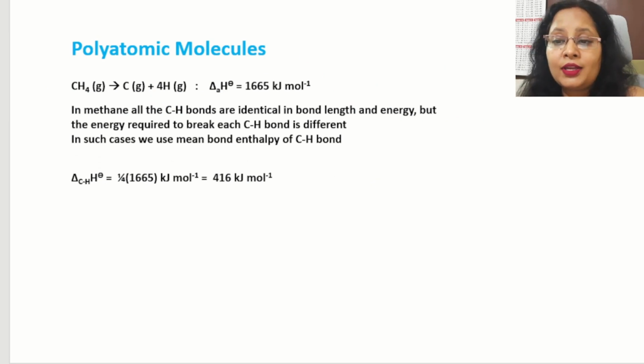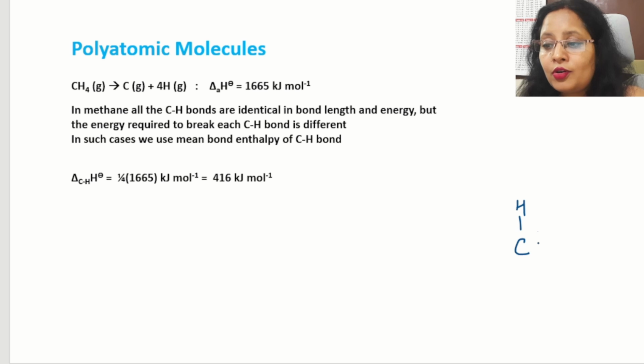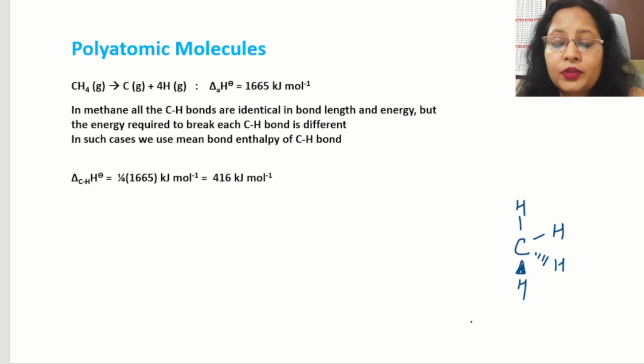Here we have the example of methane. Methane structure is something like that: carbon having 4 hydrogen atoms. Okay, so carbon has 4 hydrogen atoms. In methane, all the carbon hydrogen bonds are identical in bond length and energy, but the energy required to break each carbon hydrogen bond is different.